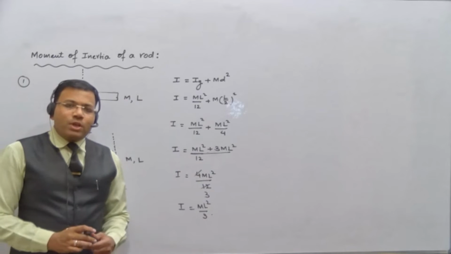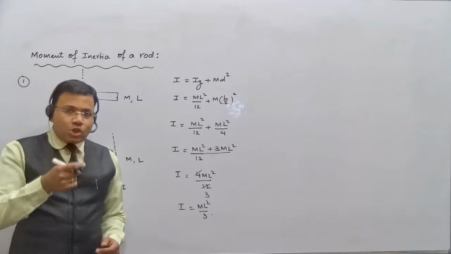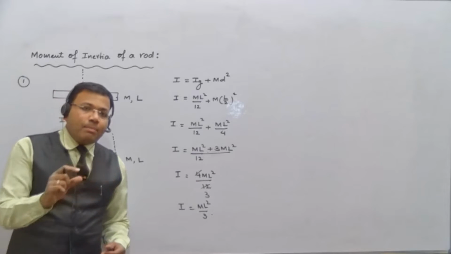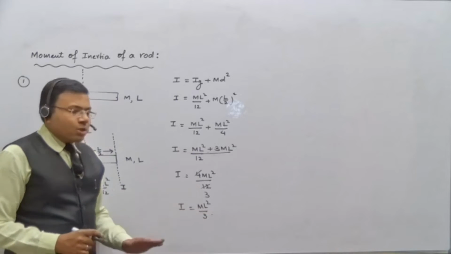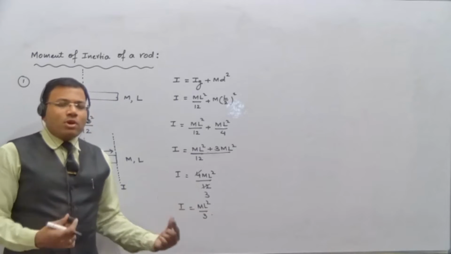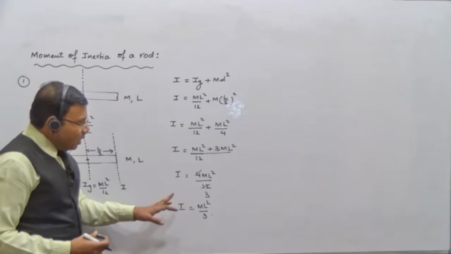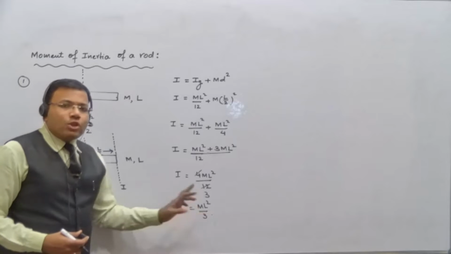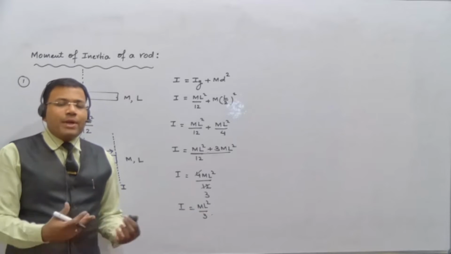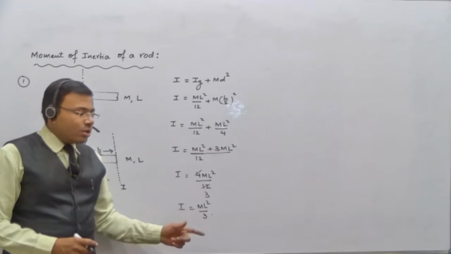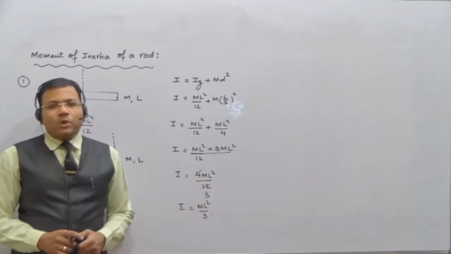That is the moment of inertia about an axis which is passing through one end of the rod and is perpendicular to the length of the rod, right? So this is the general expression. You may be asked for this general expression, or they may mention the mass and length of the rod as values. Mass is 1 kg, length is 2 meter. Find the moment of inertia about this situation. So you can use this formula, just substitute and get the answer.